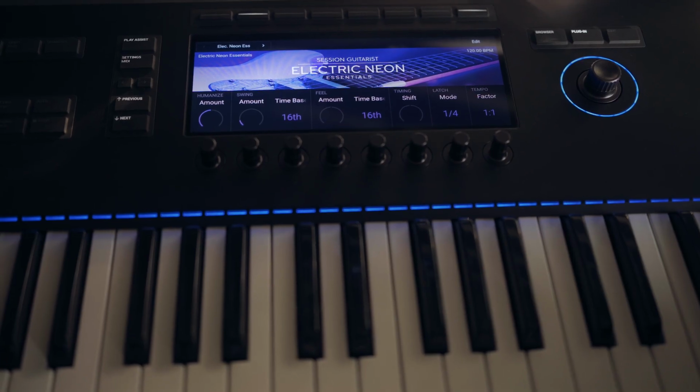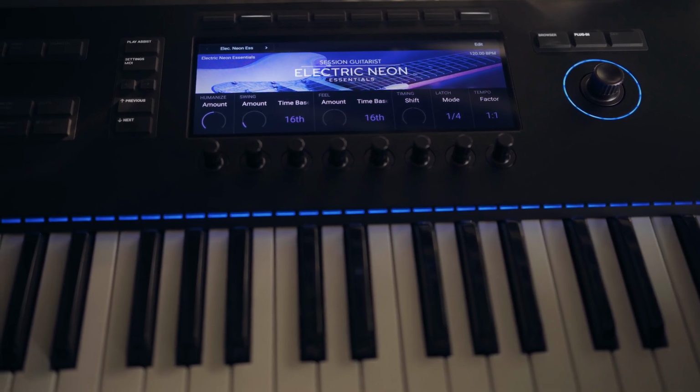Today we're going to be diving into Native Instruments Session Guitarist. This one's called Electric Neon Essentials, and in this video, we are going to be checking out the interface as well as checking out some of the sound demos.